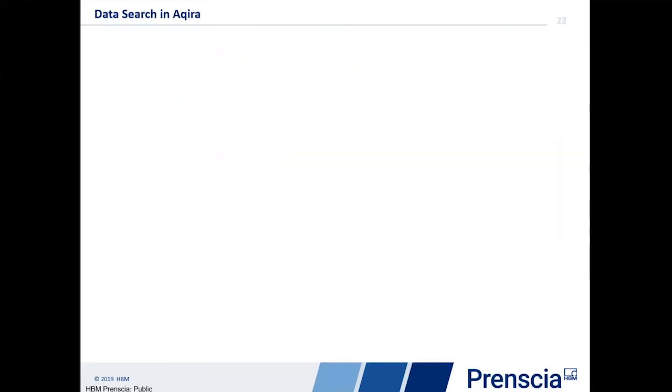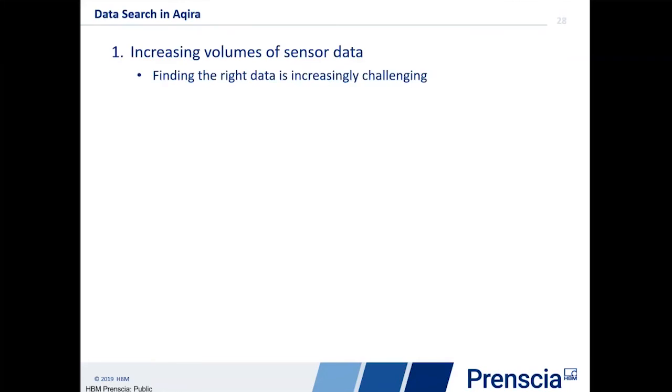So let's look then at data search in Aqira. Just to summarize then, what we're talking about here is the increasing volumes of sensor data, and the finding of that right data is increasingly challenging. And the measurement data that already exists in your organization has a high value. There's a whole lot of cost involved in generating that data. And so not making best use of that data is clearly wasteful.